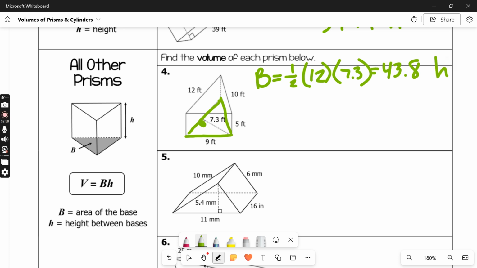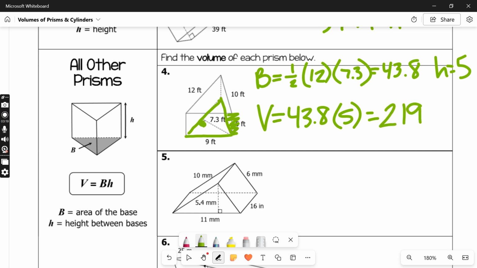And then the height of the prism is what's connecting our two bases. The side length that's connecting our two bases is this 5. So our overall volume is going to be 43.8 times 5, which is 219 feet cubed.